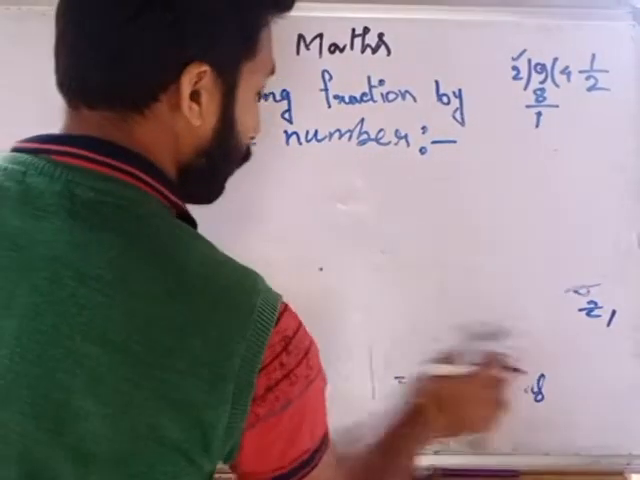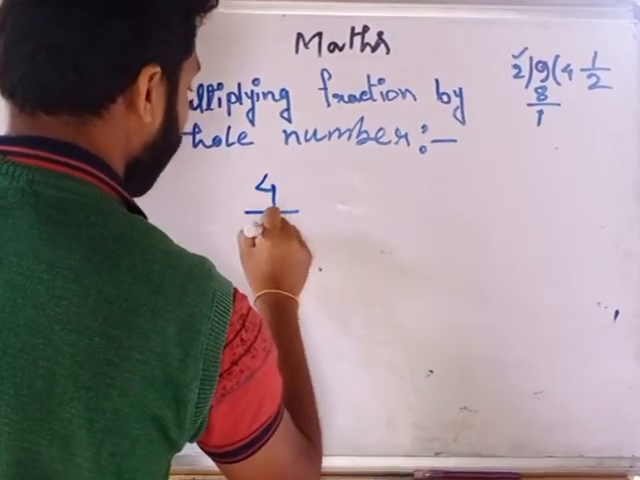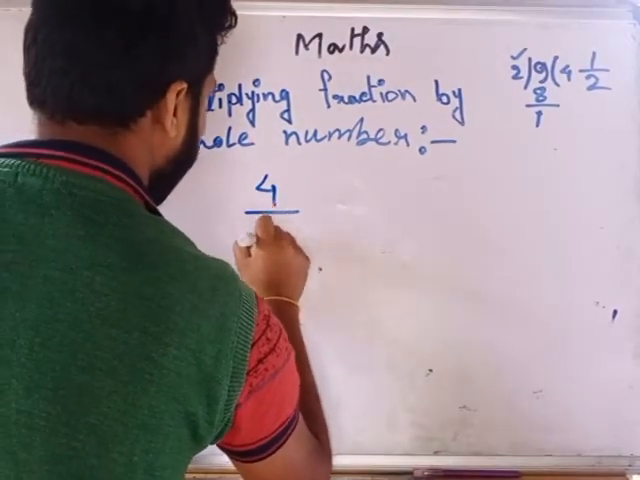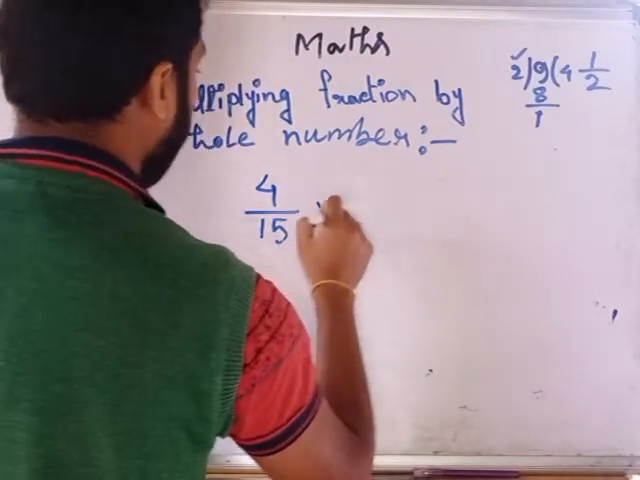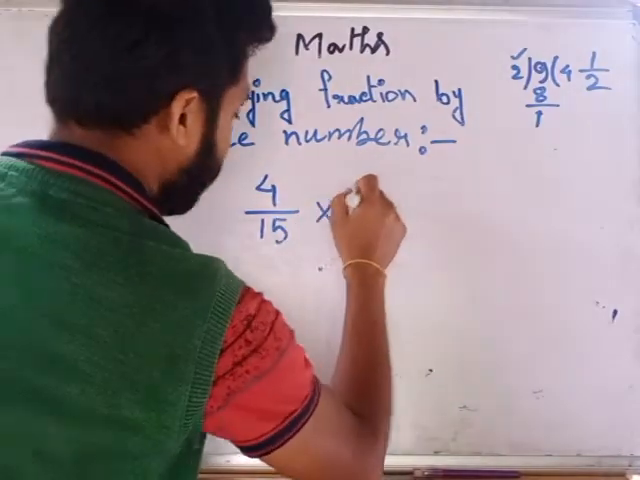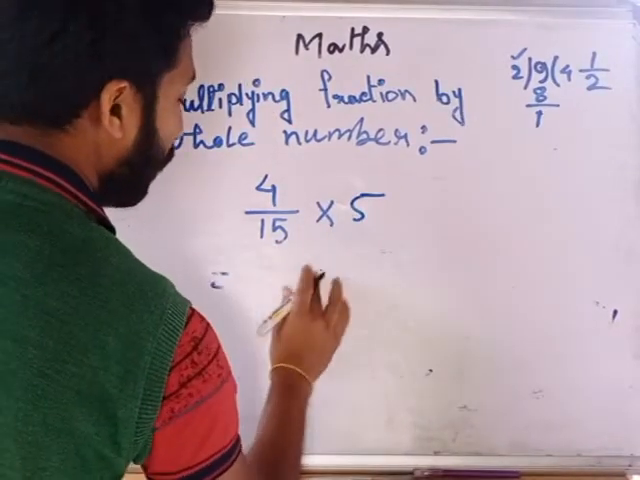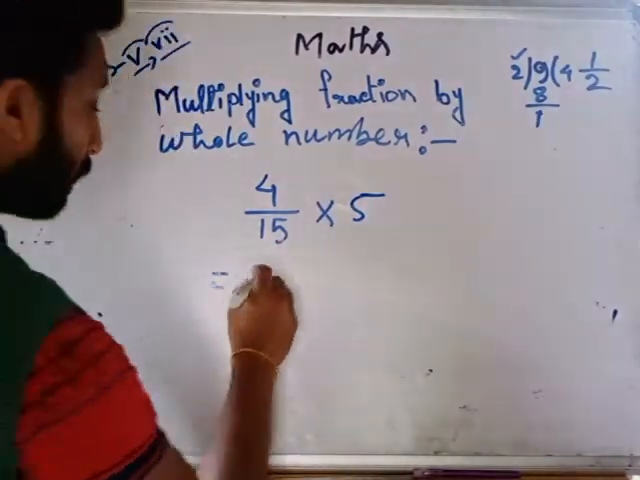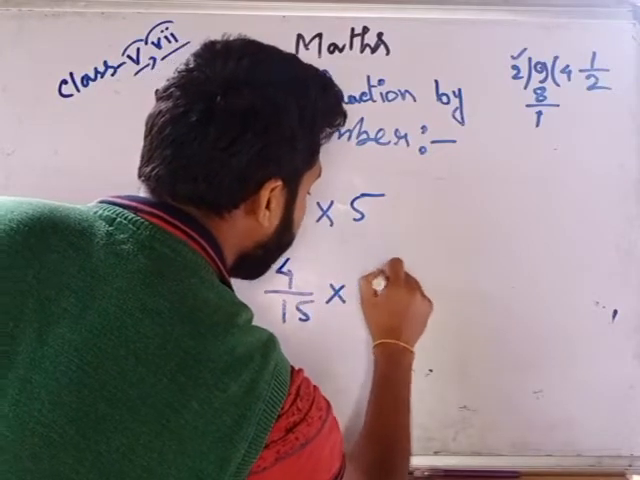That means we should write here 4 15ths, that is 4 by 15 as a fraction. And if it is multiplied with 5 as a whole number, we should write it again and check for divisibility.